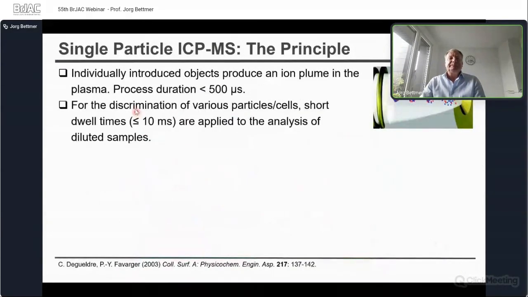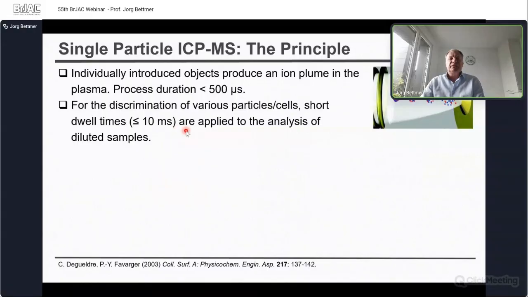These introduced particles produce this ion plume in a very, very short time. So the duration of the process is roughly half a millisecond. And in order to discriminate between various particles or also cells, you need to apply a very short integration time, lower than 10 milliseconds.